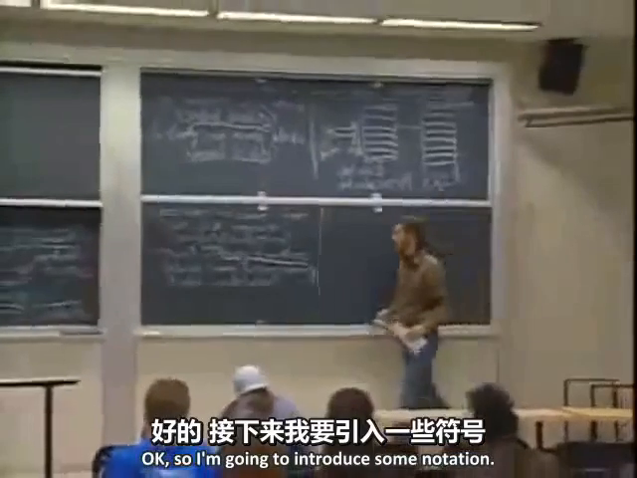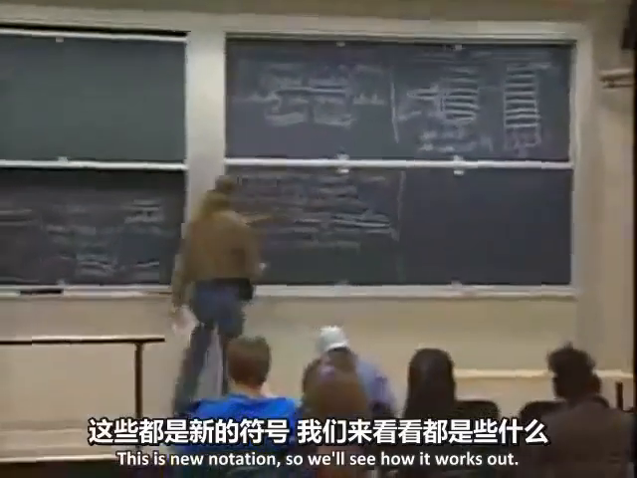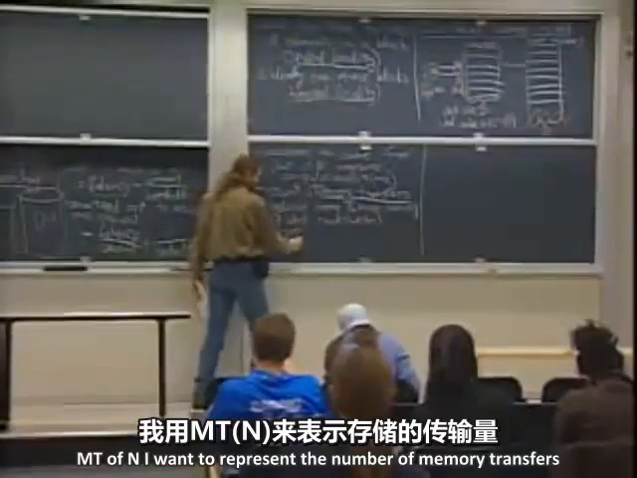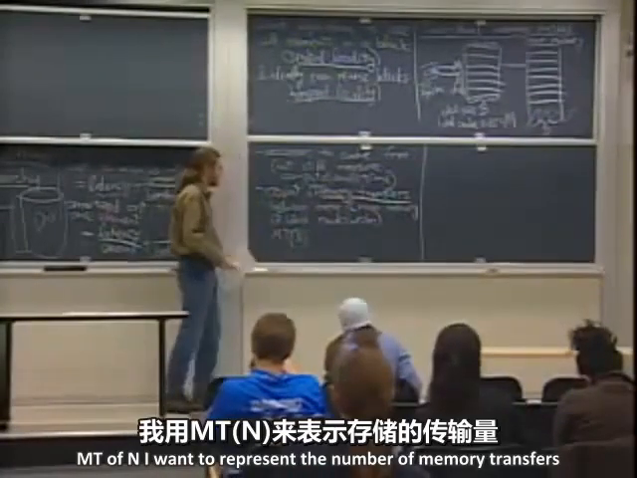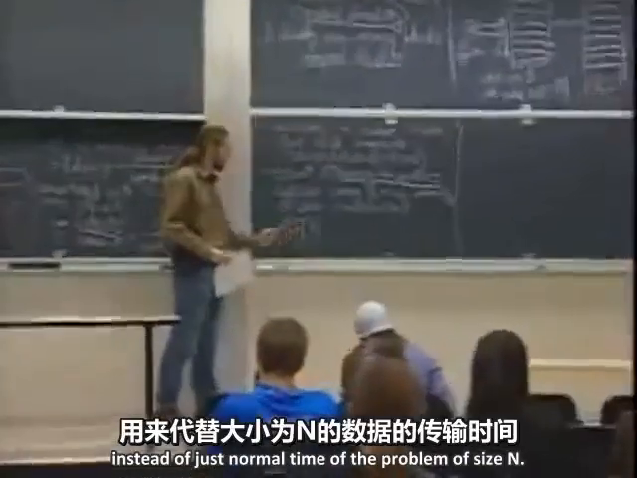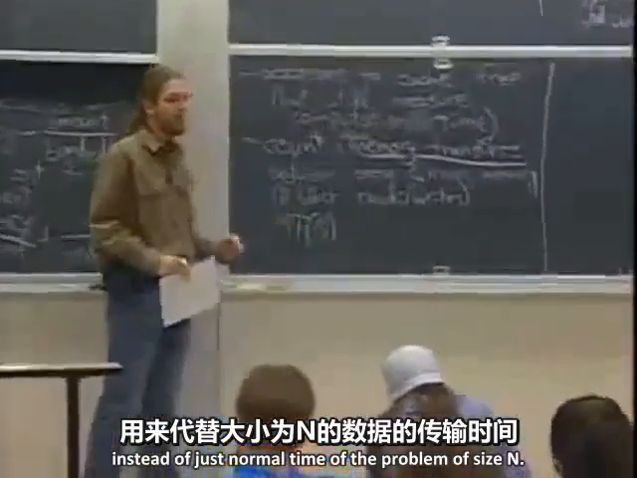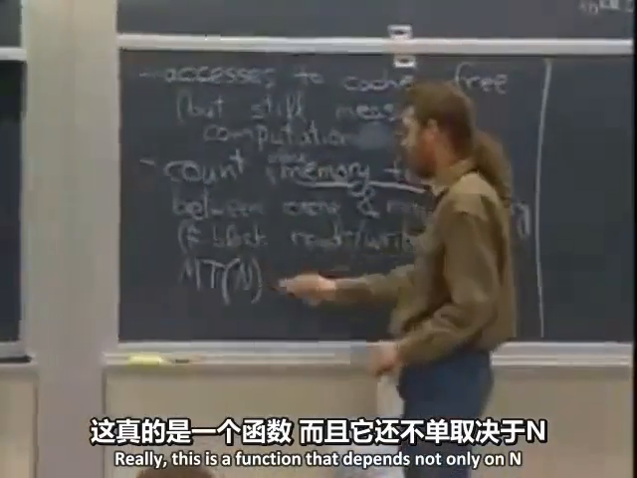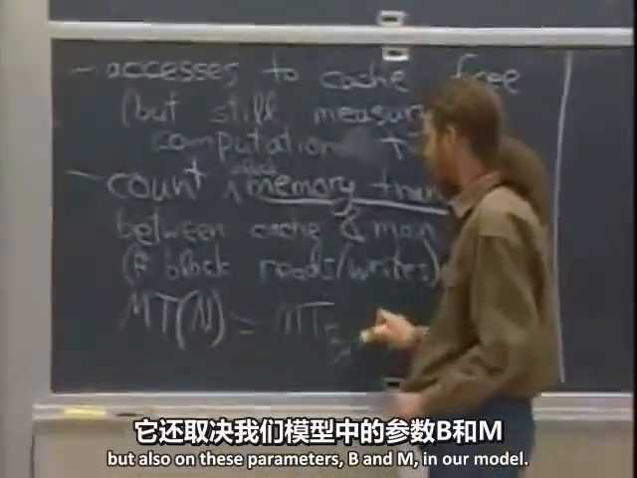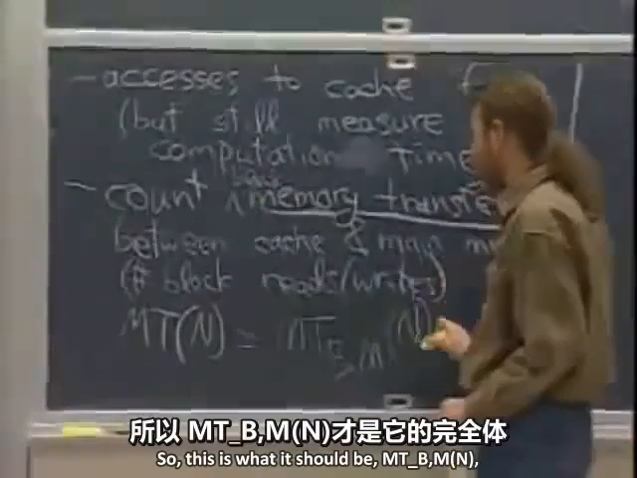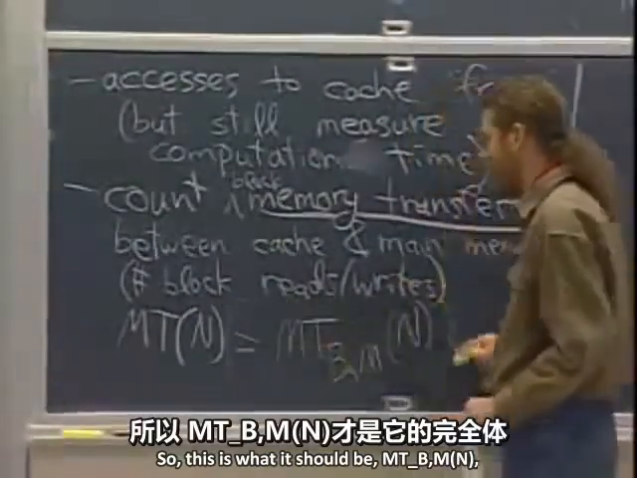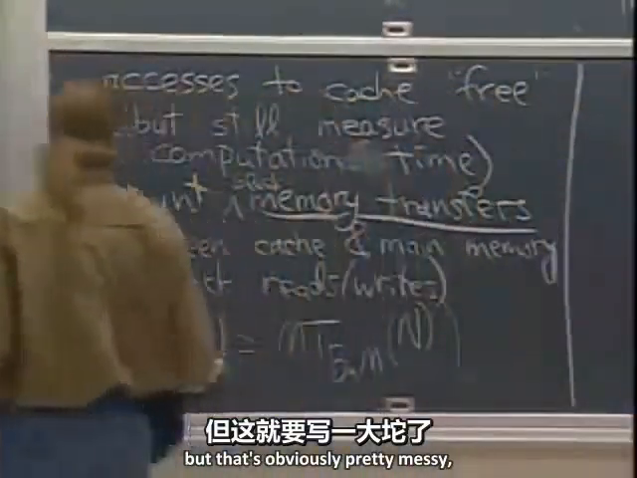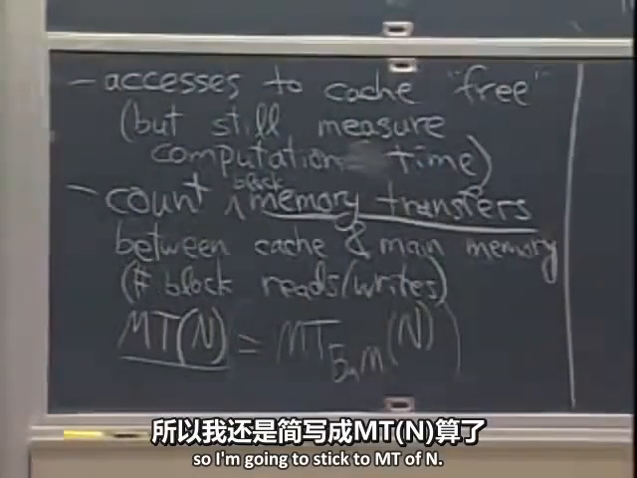Okay, so I'm going to introduce some notation. This is new notation, so see how it works out. MT of n, I want to represent the number of memory transfers instead of just normal time of the problem of size n. Really, this is a function that depends not only on n, but also on these parameters B and M in our model. So this is what it should be, MT sub B,M of n. But that's obviously pretty messy, so I'm going to stick to MT of n.